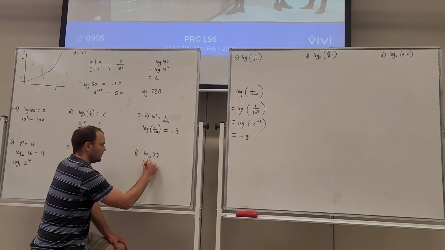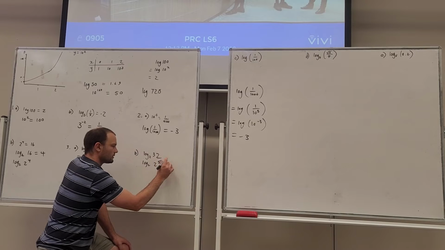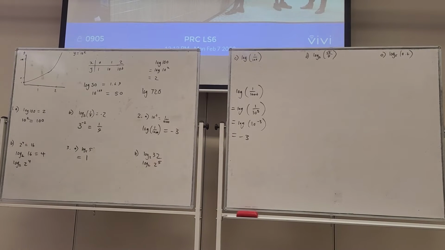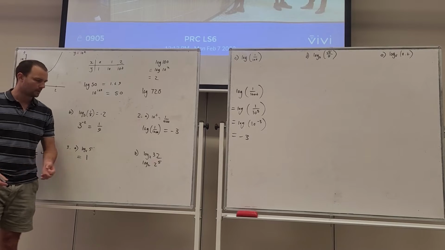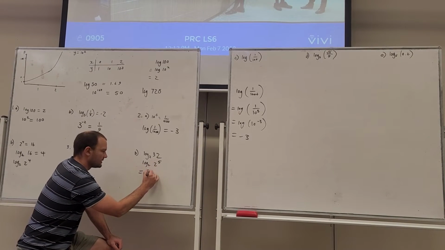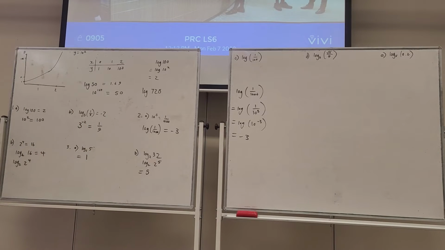We have log in base 2 of 32. That's going to be log in base 2 of 2 to the 5. Now, we said this last year, we should know the first 5 powers of 2, 3, and 5. We should know it. We've expressed it as a single power of 2, so that's going to simplify to 5.